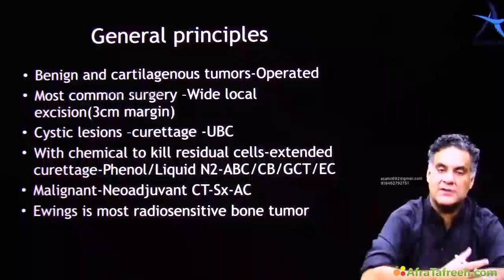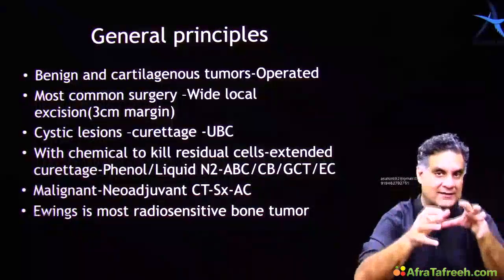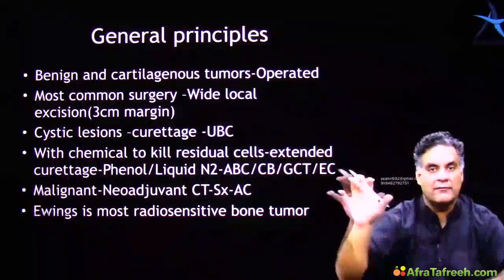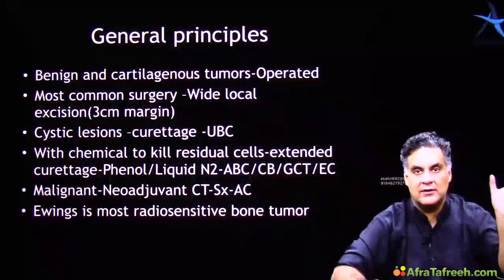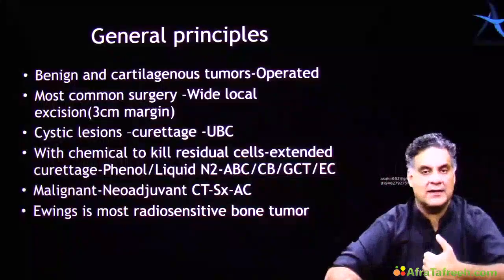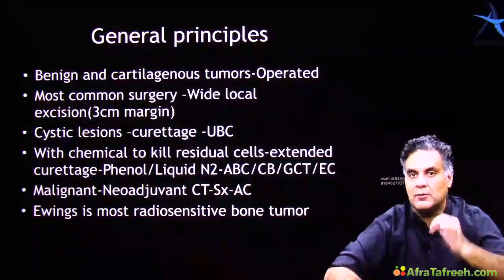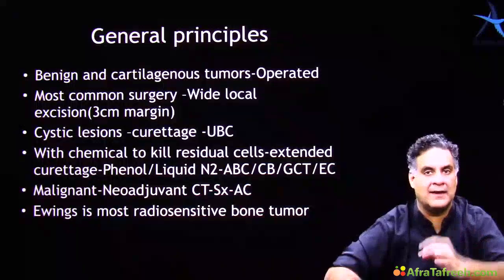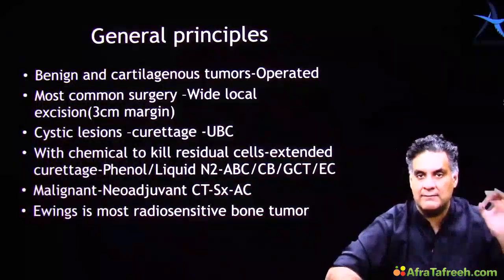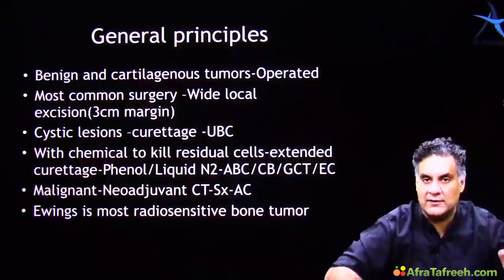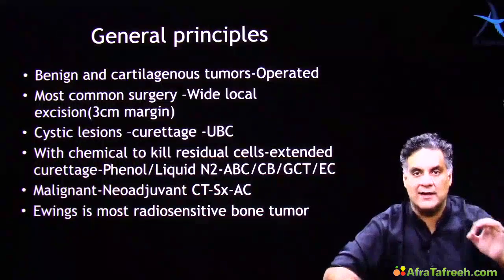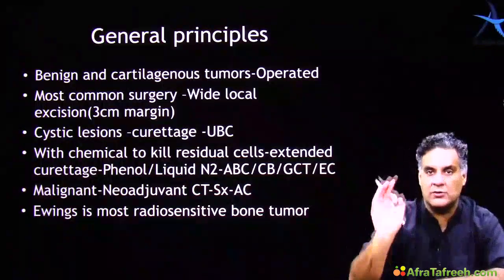And then if you have a malignant lesion, treat them with chemotherapy, decrease the size, decrease the vascularity, followed by a surgery with 3 centimeter margin all around, followed by subsequent chemotherapy. The first is called neoadjuvant chemotherapy, followed by surgery, followed by adjuvant, meaning after surgery, chemotherapy. And remember one thing, which is the dictum here: Ewing's is the most radiosensitive tumor known to mankind. It melts like snow. Even then, the treatment of Ewing's is neoadjuvant chemotherapy, followed by surgery, followed by adjuvant chemotherapy. This is what one should always remember.